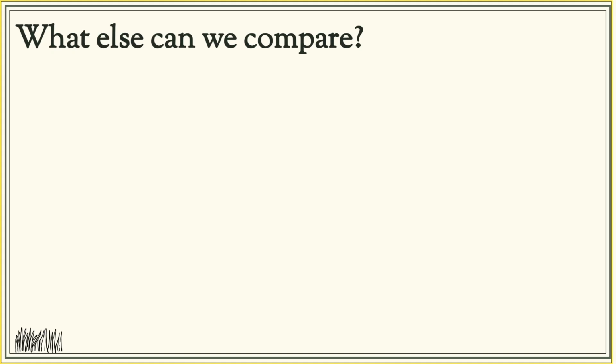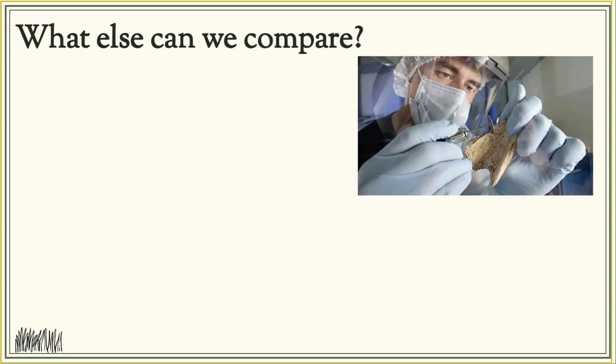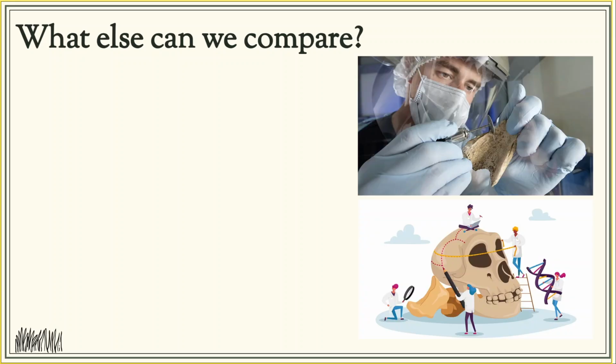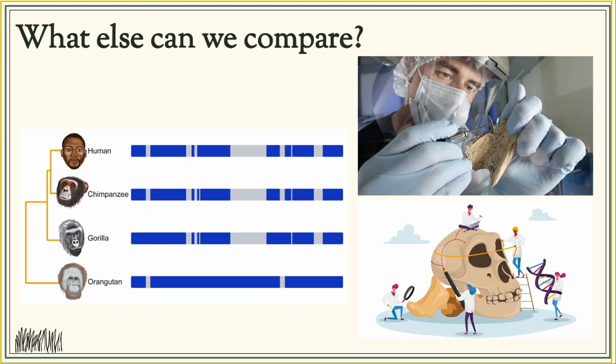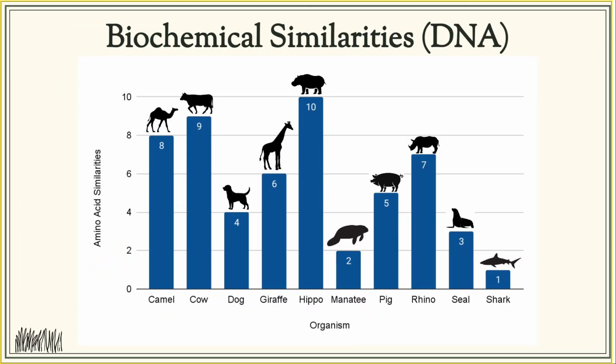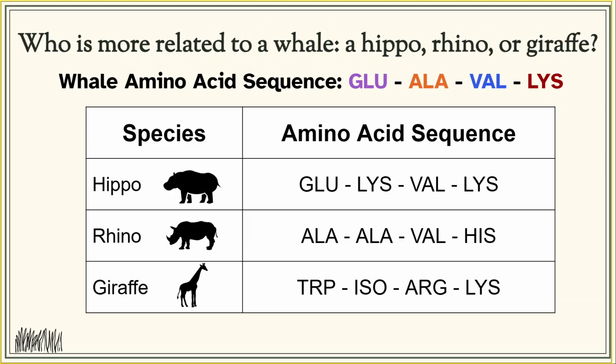So, what else can we compare? There's more things to compare. So we compared bones, we compared anatomy. There's one more thing that we can compare. We can compare our DNA. So remember, DNA shows us what we are, and the more DNA you have in common with somebody, the more connected you are. So we call this biochemical similarities. When I say biochemical similarities, I just mean DNA. It's just a fancier, correct way of saying it.